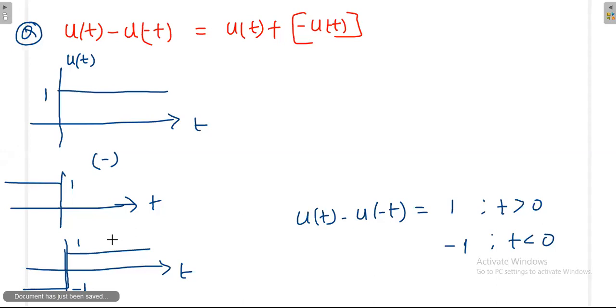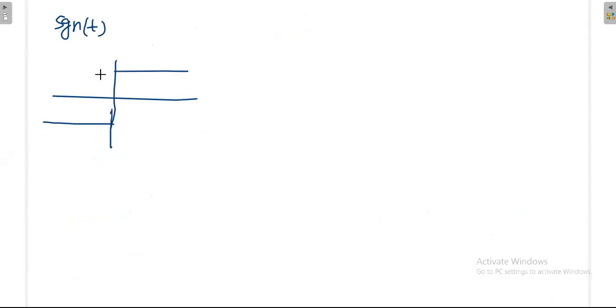In the last class we have seen that this signal is called the signum function. So I can also write this function in terms of the signum function. If you have sgn of t, the signum function, then it goes like this: for the positive time period the value is positive, and for the negative time period the value is negative. So we have concluded sgn of t can be written as u of t minus u of minus t.